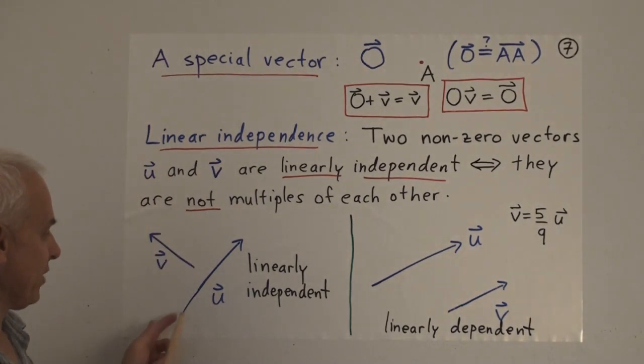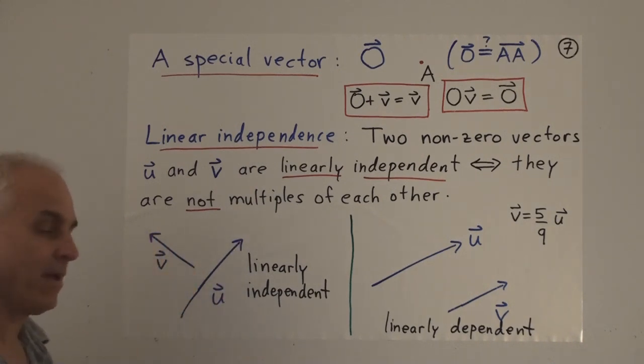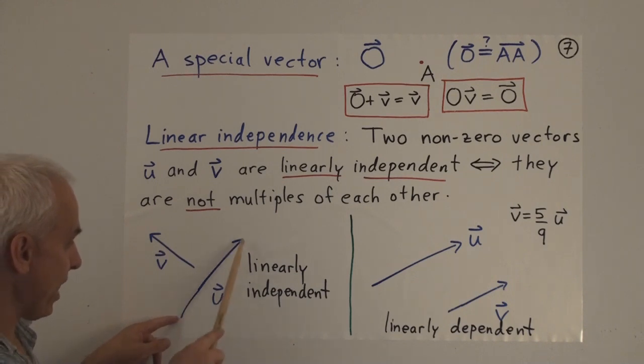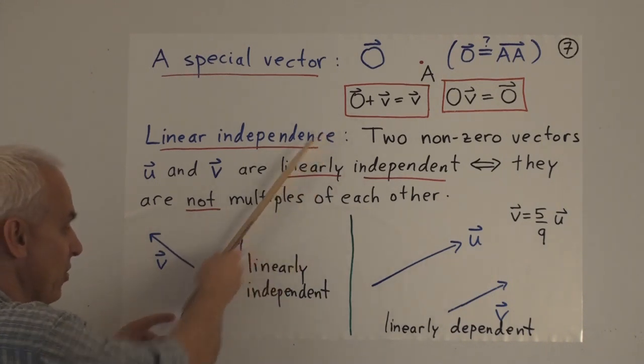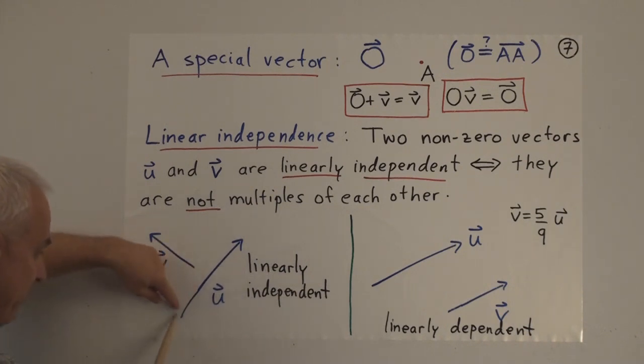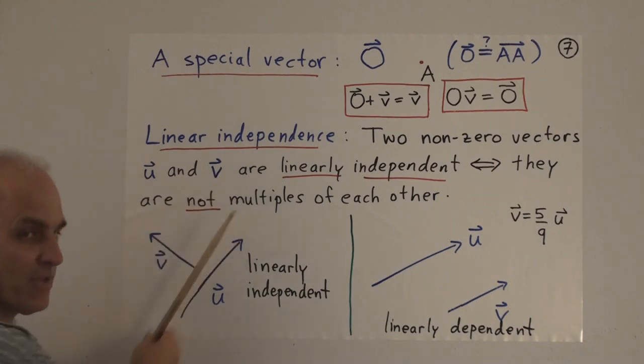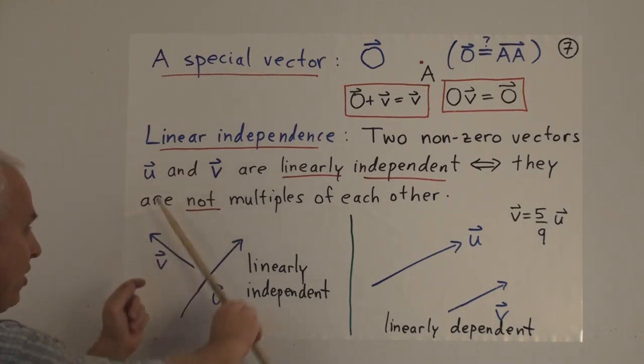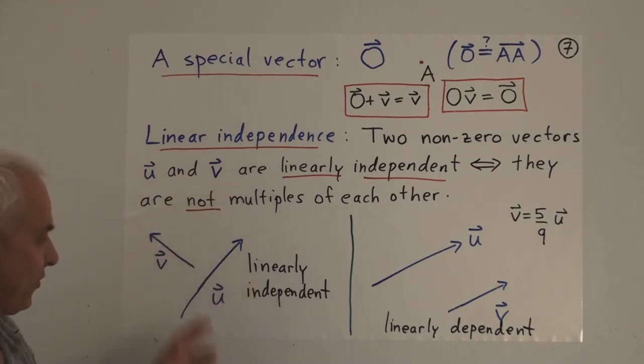For example, here's a vector u, here's a vector v. These are linearly independent. If we multiply u by a scalar, by a number, well, we can get bigger vectors in this direction, or smaller vectors in this direction, or maybe vectors pointing in this negative direction. But they're all going to be in the direction of this line. None of them are going to be off in this direction. These vectors are linearly independent.